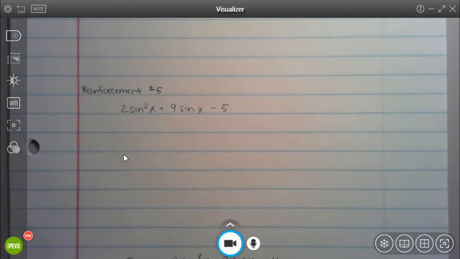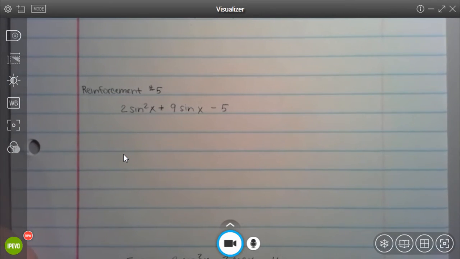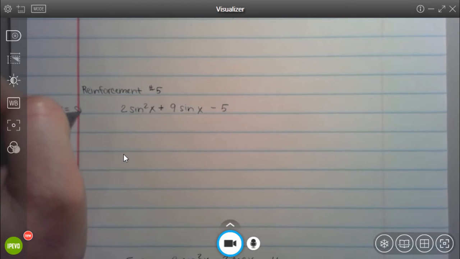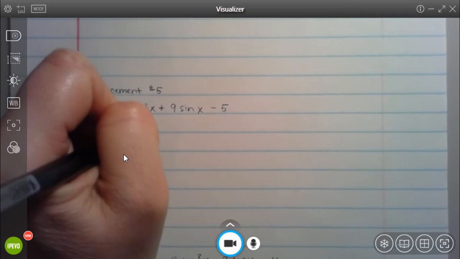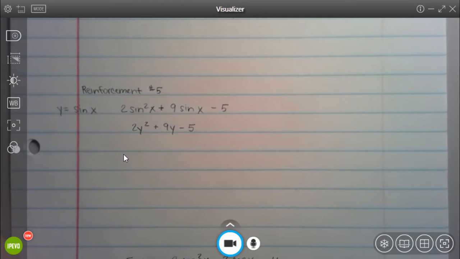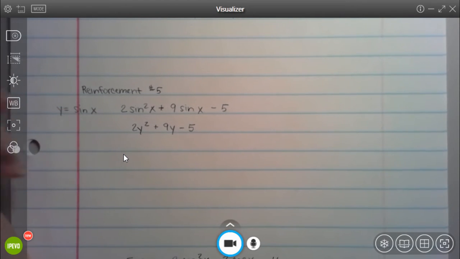All right, this is reinforcement video number 5, and you were asked to factor this expression here. So one thing that might make it a little bit easier is if you change out the trig function for, say, a y or another letter. So this could be 2y squared plus 9y minus 5. And that looks more familiar to you. You might have an easier time factoring that.